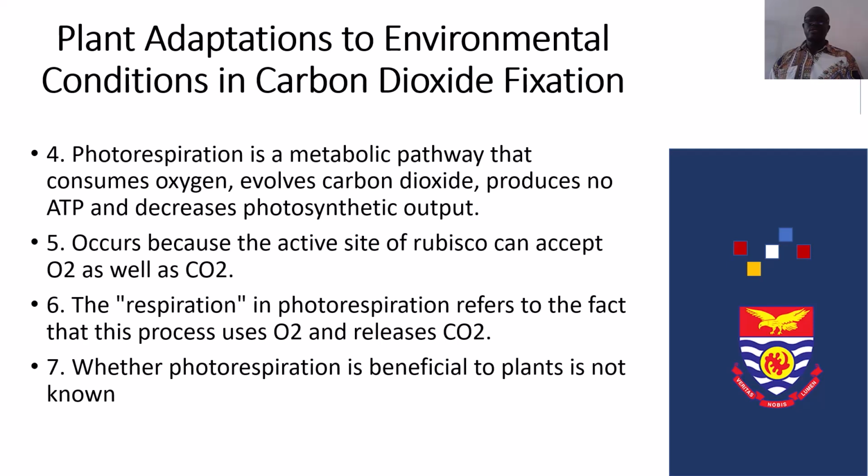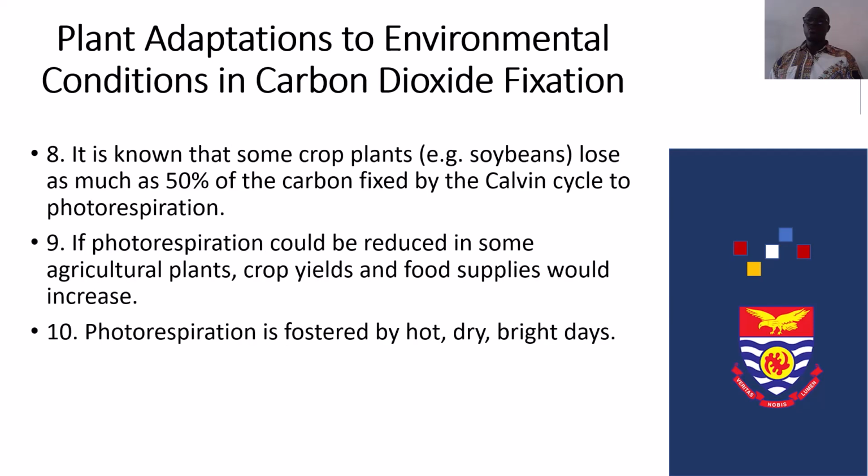Whether photorespiration is beneficial to plants is not known. It is known that some crop plants, for example soya beans, lose as much as 50% of the carbon fixed by the Calvin cycle to photorespiration. If photorespiration could be reduced in some agricultural plants, crop yields and food supplies would increase.